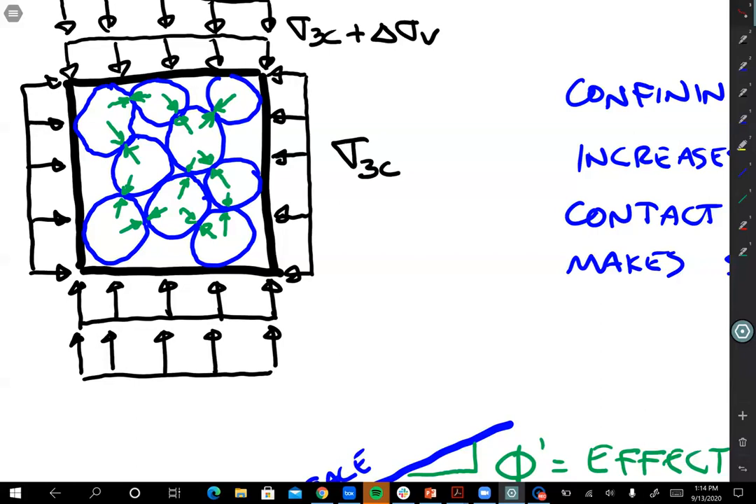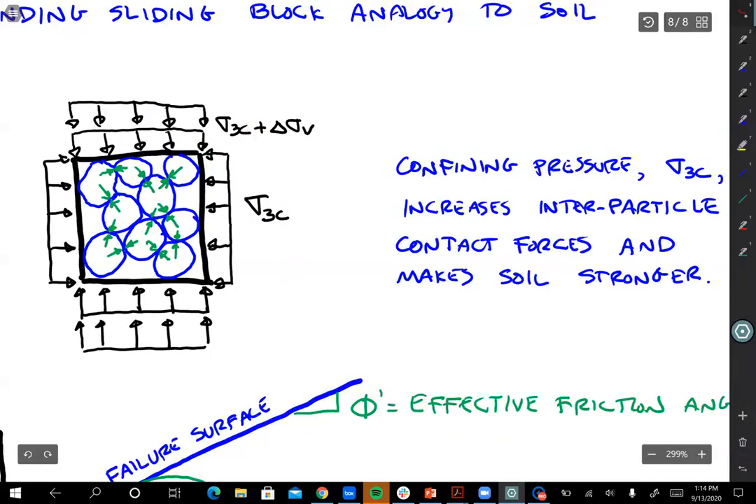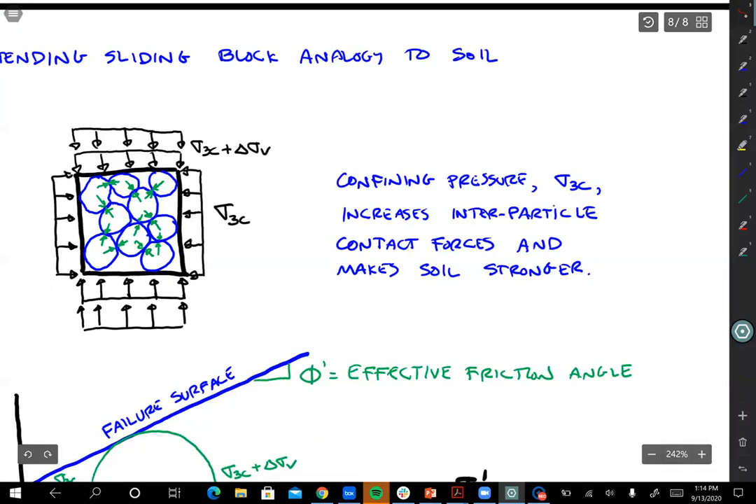If you have a big pressure on it, then it takes more shear stress to cause them to slide. So when we fail the soil, we're talking about sliding particles past each other. And maybe they rearrange into a denser configuration or something like that. So the confining pressure increases contact forces. And since soil failure means that those contacts are slipping, it makes the soil stronger because it takes more shear stress to cause the particles to slip.